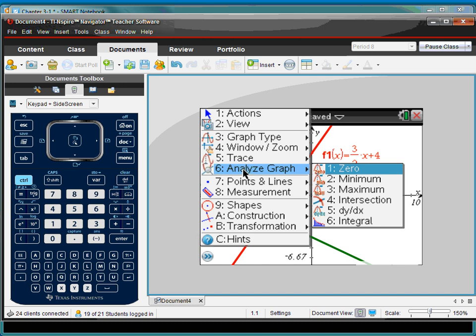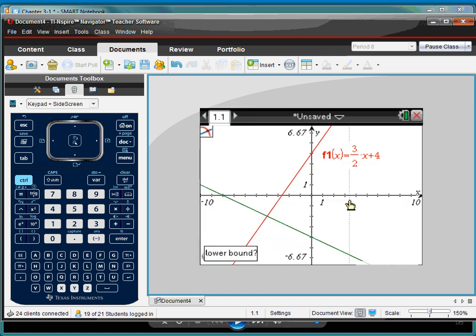Then what? Intersection. Now look. Look at me. Do we see the dotted line here that's vertical with the hand? You want to move the hand to the left of where the intersection point is and click. Then it says upper bound. Then move it to the right of the intersection. Do you see the shaded region? And click. And check it. It gives you the intersection point.